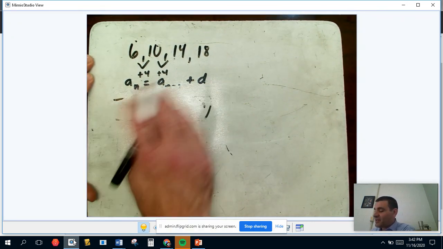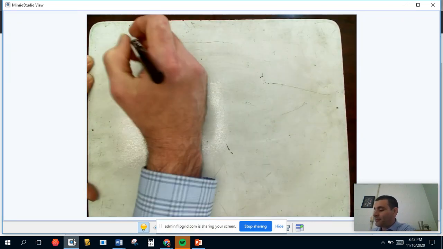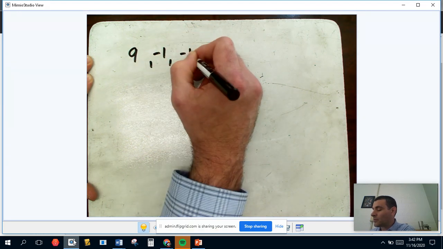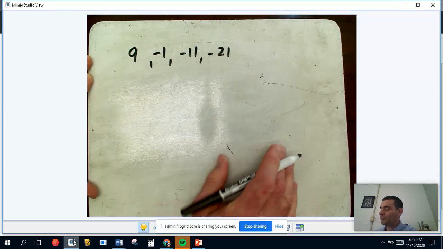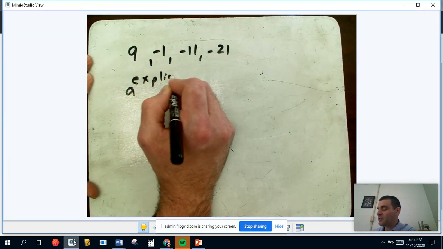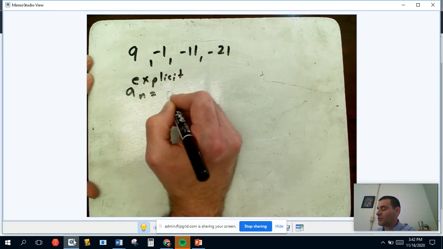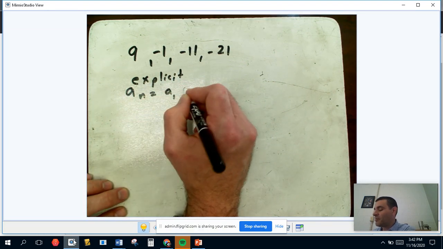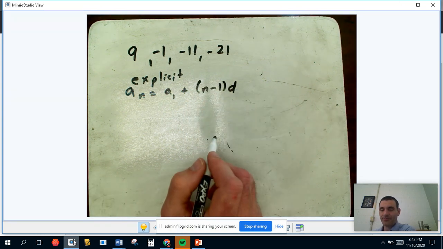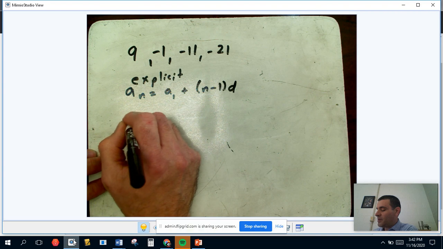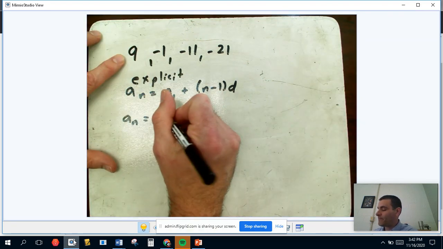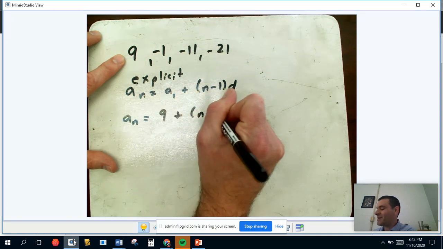All right, looking at this second example, doing both. Again, the explicit rule. Let me write it this time. This is the explicit rule: A sub N equals A sub 1 plus N minus 1 times D. So A sub N is equal to your first term, which is 9, plus N minus 1 times your common difference.